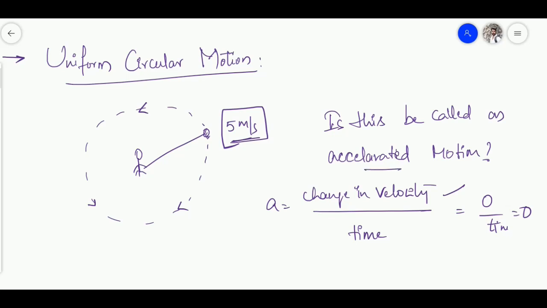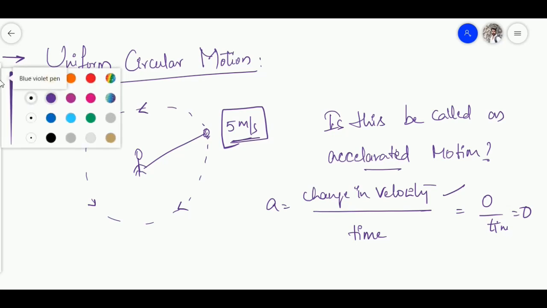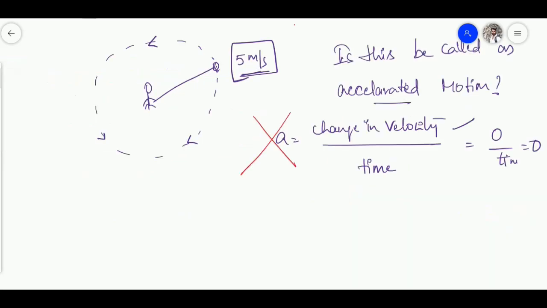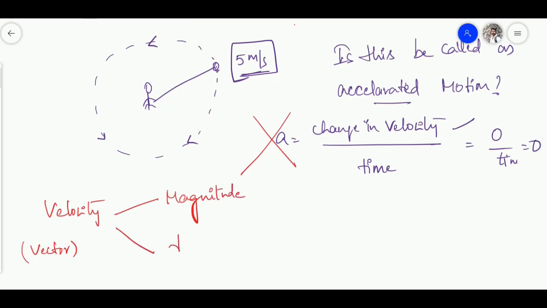No, right? But unfortunately, this perception is brutally wrong. Why? Because velocity is a vector quantity. So before anything, it is a vector quantity. That means it has both magnitude and direction. Now the main thing comes here. If magnitude changes, I can say velocity is changing.